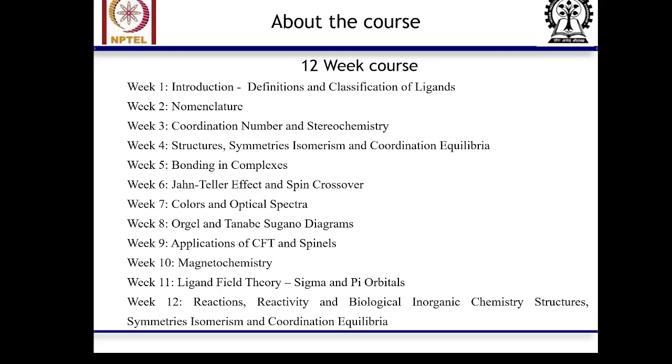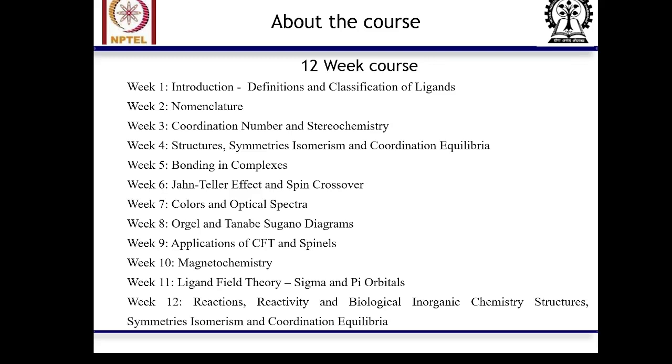different coordination numbers starting from 3 to 12 and their stereochemistry, basically where we have discussed structural isomerism. Then we have discussed stereoisomerism. In that we have discussed cis-trans isomerism, which is geometrical isomerism. And in week four, basically we discussed in detail the structure, symmetry, isomerism, and coordination equilibria. Basically here we find out the different kinds of formation constants, what the overall formation constant is, and how we use these things in coordination complexes.